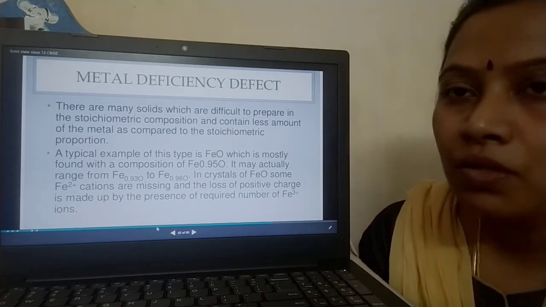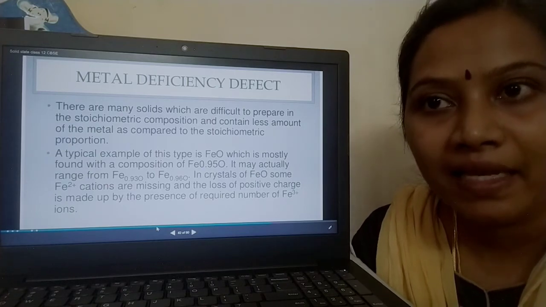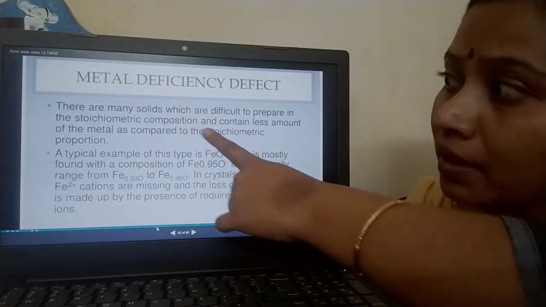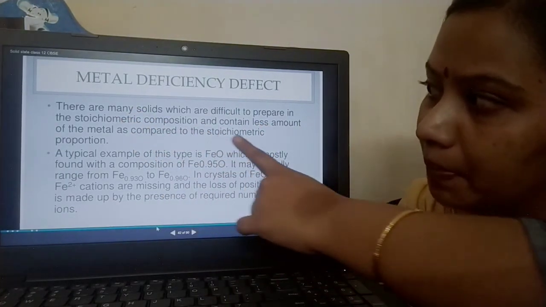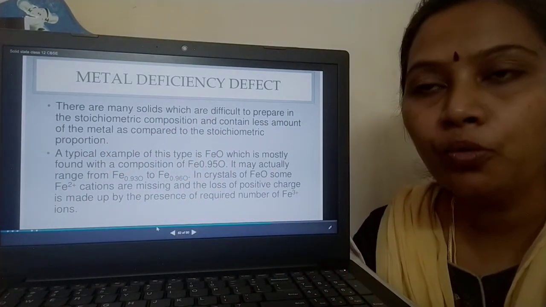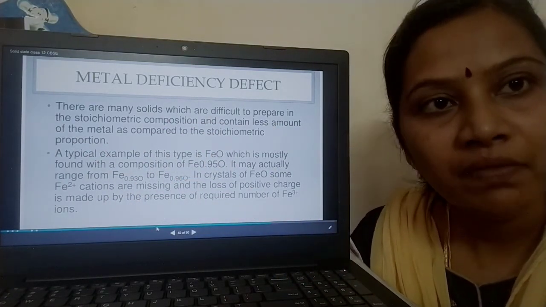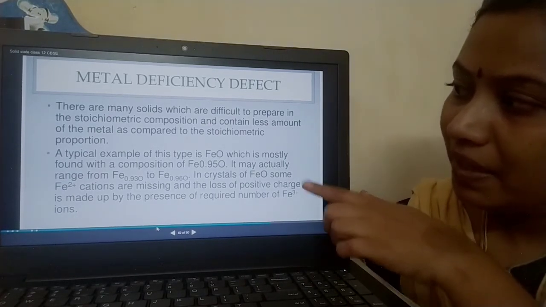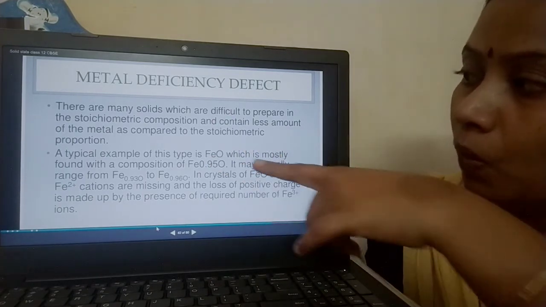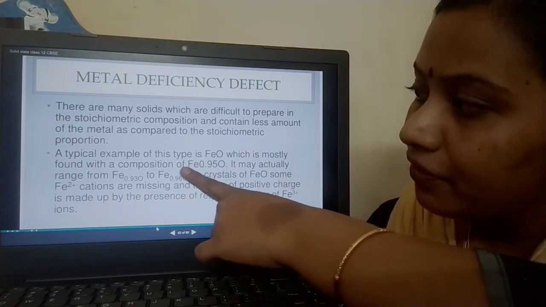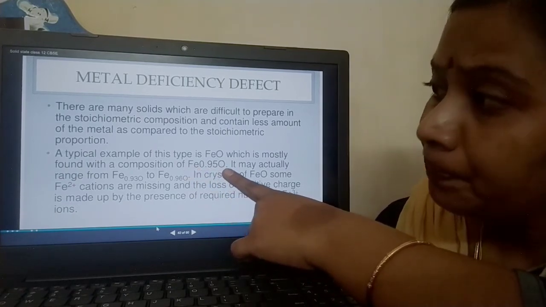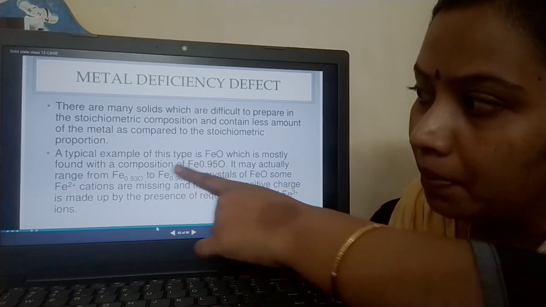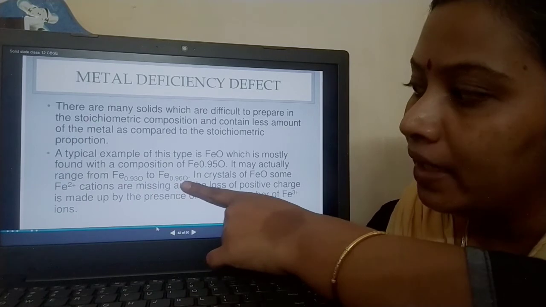See, there are many solids which we cannot prepare in exact stoichiometric proportion. It is difficult to prepare the stoichiometric composition, and they contain less amount of metal as compared to the stoichiometric proportion. When we try to prepare such compounds, the proportion will be less than what should be present in the stoichiometric composition. We will see a typical example, iron oxide, FeO. The composition of iron oxide is Fe0.95O. Here the range of Fe should be from 0.930 to 0.960.